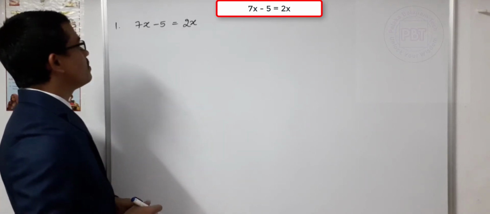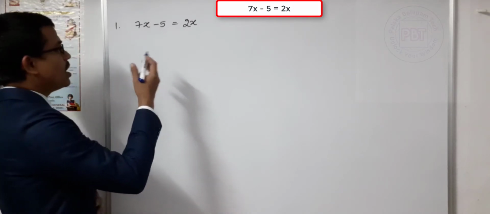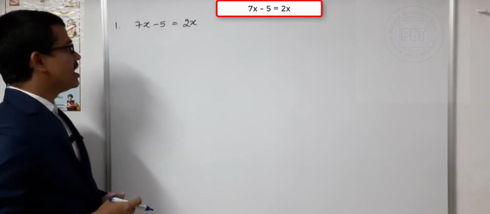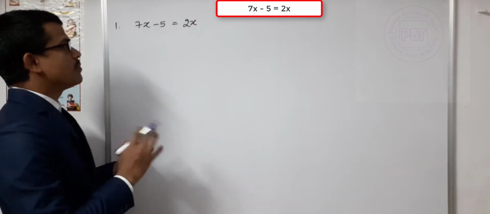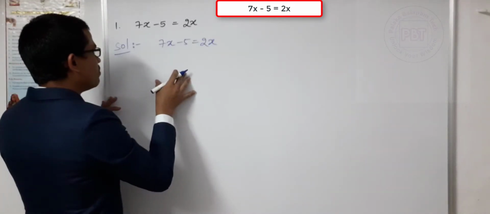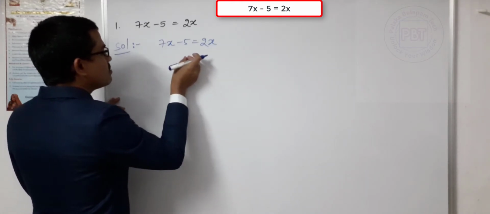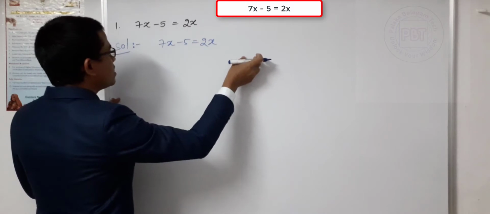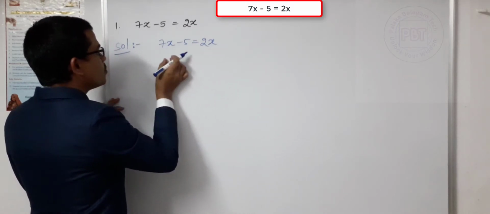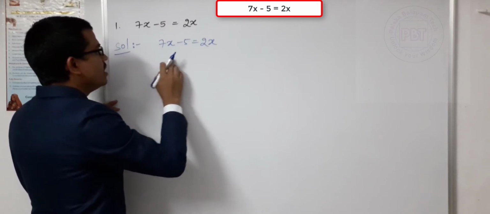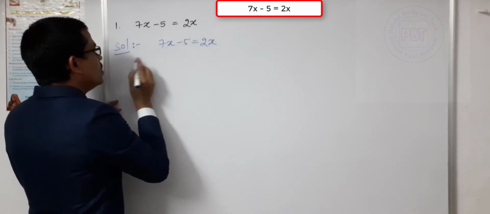Solving a simple equation is nothing but finding the value of the variable. So here we are going to find the value of the variable x. To find that x value, we are going to transpose the terms. I always keep the variable terms on the left hand side and constant terms on the right hand side. So here there is a variable term 2x. I am going to transpose it to the left hand side, and this constant I am going to transpose to the right hand side.